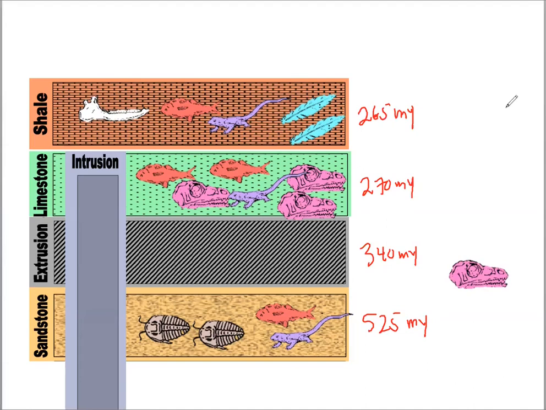So in summary, we use this law of superposition, stating that the oldest layers and fossils are located deeper, while the youngest layers and fossils are located above.